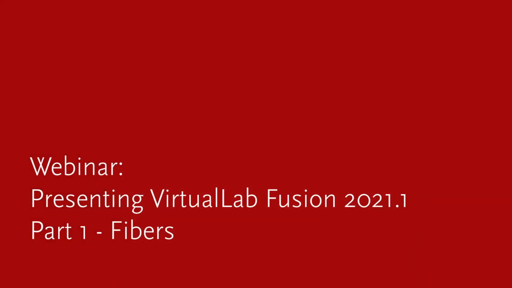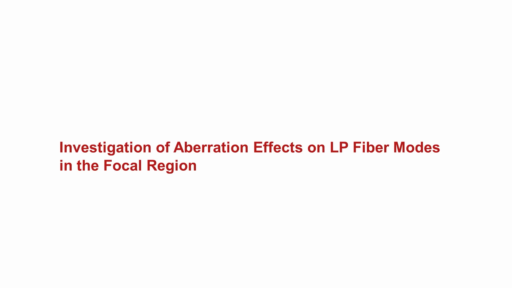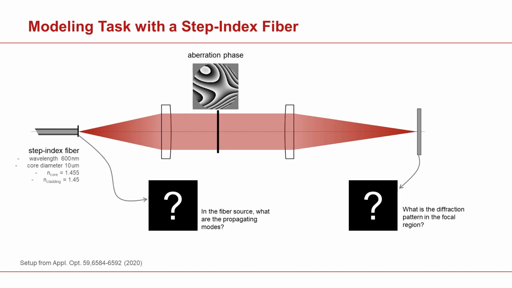The first example that we're going to be taking a look at, that we're going to be playing around with, is an investigation of the effect of aberrations on the focal region of linearly polarized LP fiber modes. The setup that we're going to be working with is this one.